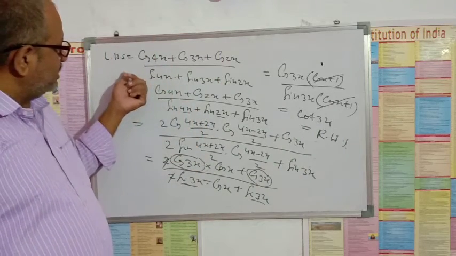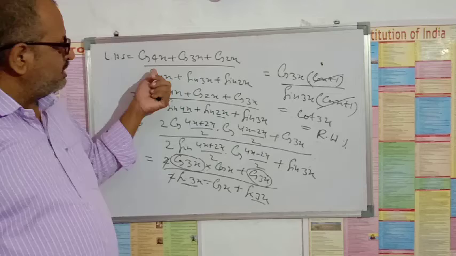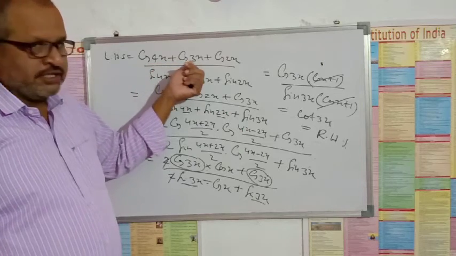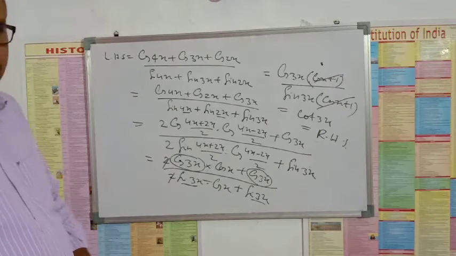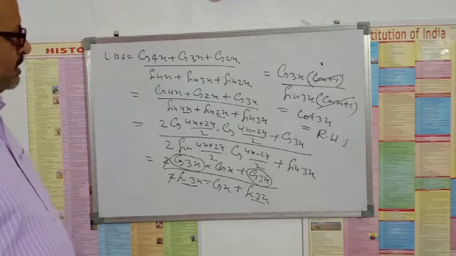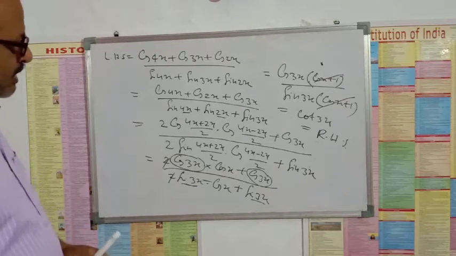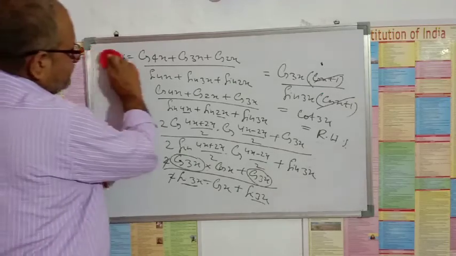So in this problem we have applied the identities cos A plus cos B and sin A plus sin B. I hope that it is clear to you. Now we will discuss one more trigonometrical identity.